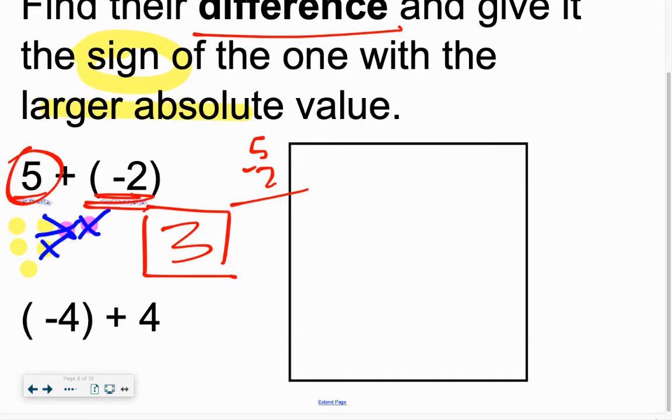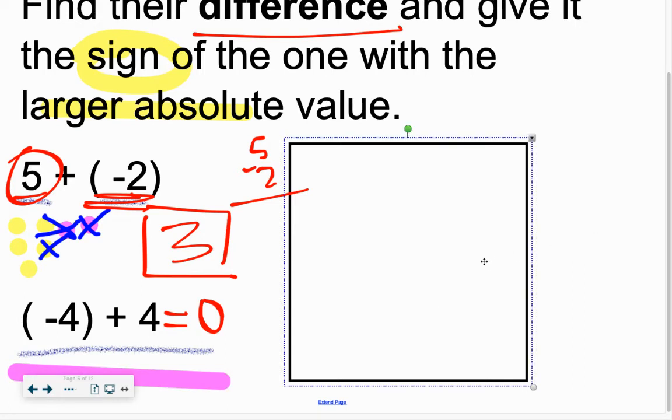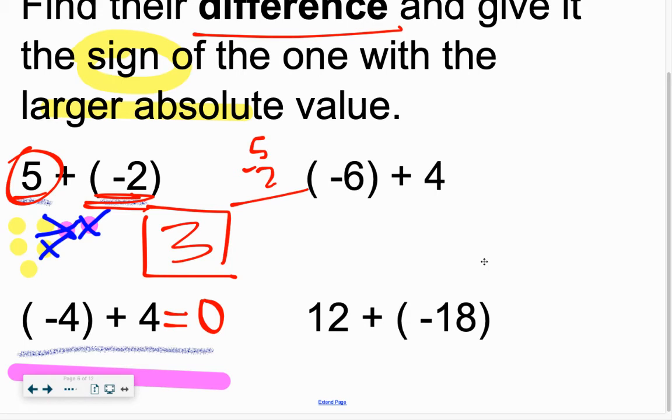Negative 4 plus 4 gives you 0. In class we talk about it, but there's these 2 words again. This is either called opposites, or they can also be called additive inverses because they add up or sum to 0.